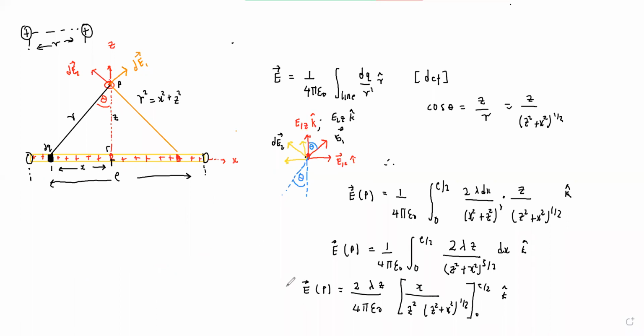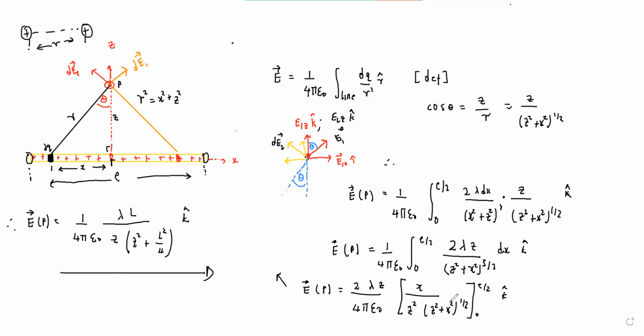All right, so let's continue our integral on that side. When we apply the lower and the upper bound, the electric field at point P can be calculated as 1 over 4 pi epsilon 0, lambda L divided by z times the square root of z squared plus L squared over 4, times unit vector k. So how do we get this answer? You can simply get it by taking the integral, which is very easy to do.